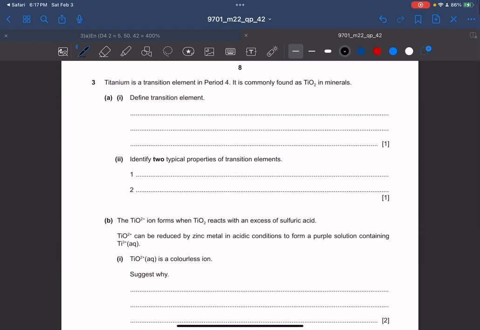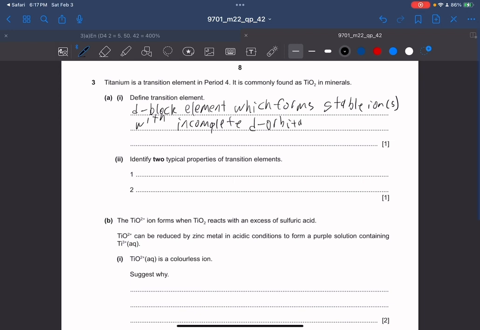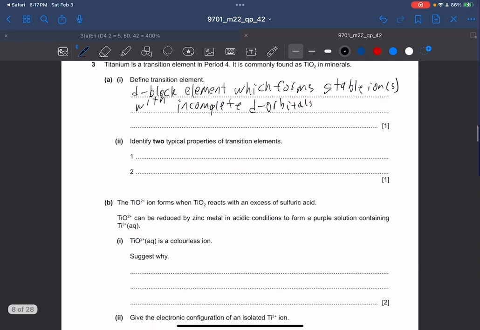This is a transition metal question. So you should probably already have this memorized by the time the A2 comes out. Basically, a transition element is just a D block element, so it's from the D block, which forms stable ions with incomplete d orbitals. So identify 2 typical properties of transition metals.